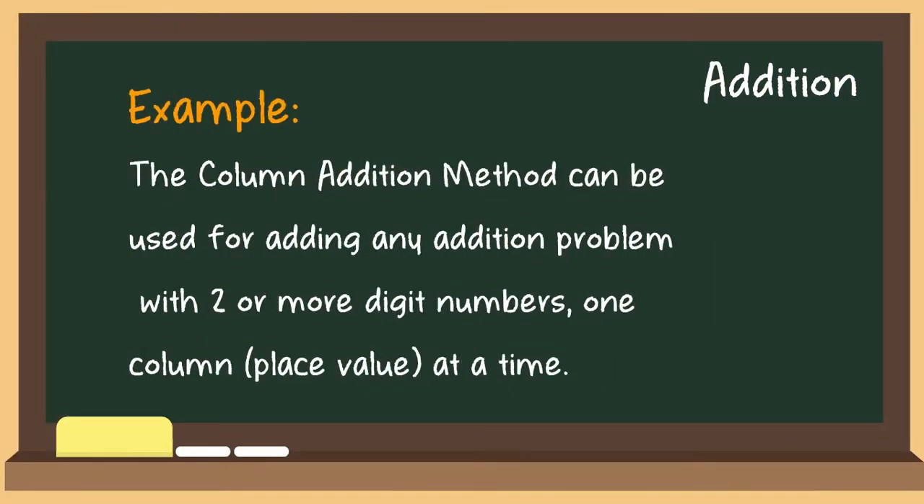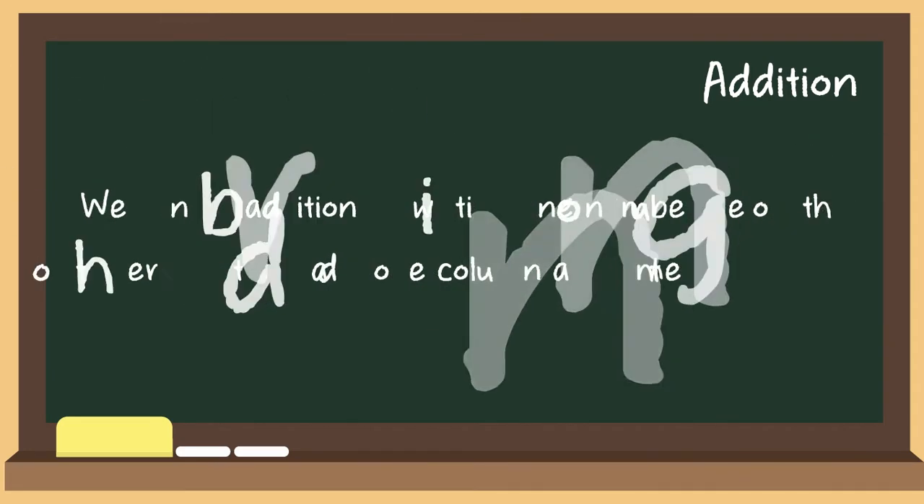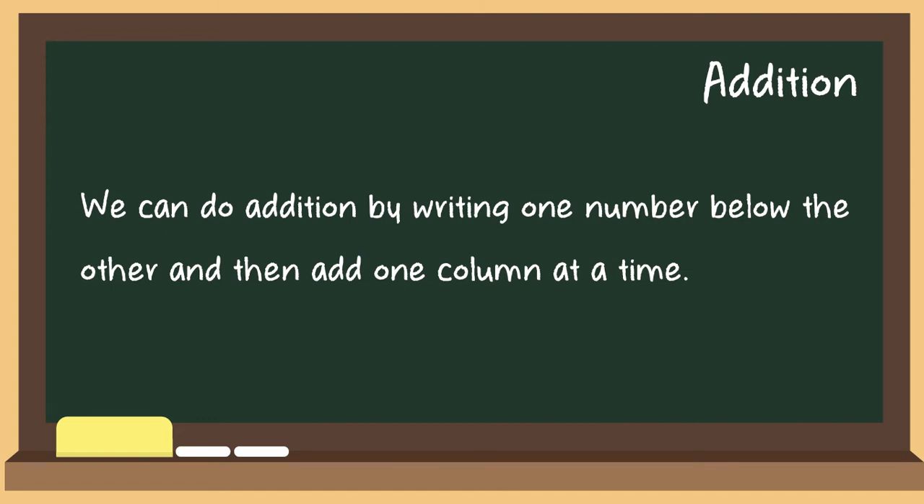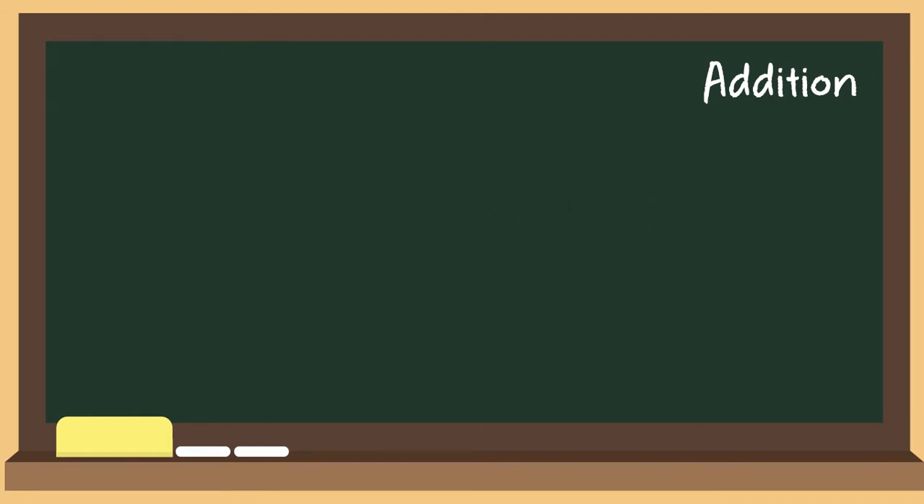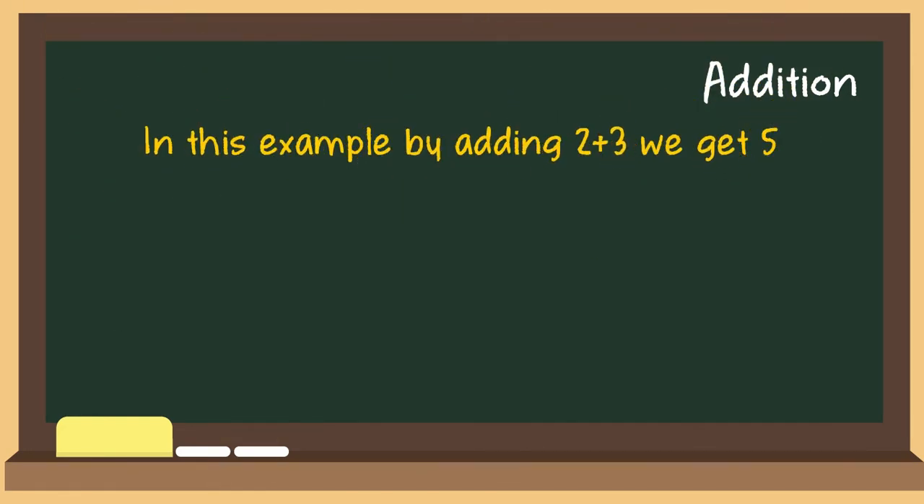Example 1. The column addition method can be used for adding any addition problems with two or more digit numbers, one column, place value, at a time. We can do addition by writing one number below the other and then add one column at a time. In this example, by adding 2 plus 3 we get 5.